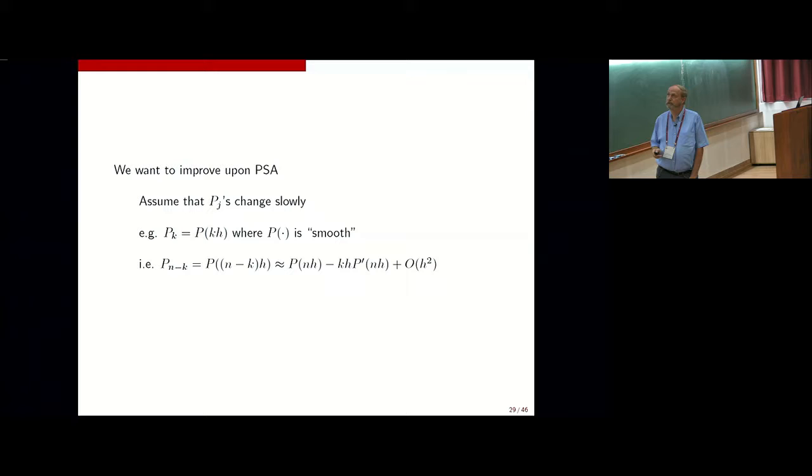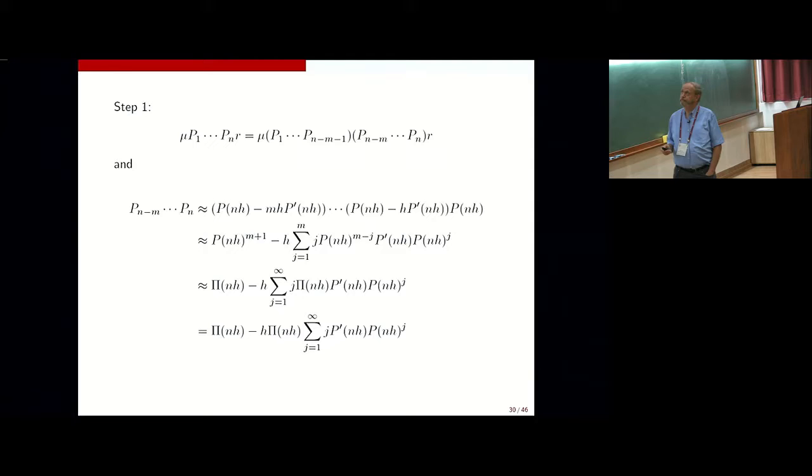And then we can expand out P sub n minus k. We can do a Taylor expansion of P sub n minus k around k equals zero. And we get P of nh minus k times h times the derivative of this family of transition matrices evaluated at time nh. That's a pretty natural first order approximation to try to get a sense of how to improve the pointwise stationary approximation, and one that will be well justified in settings in which the transition probabilities are changing slowly.